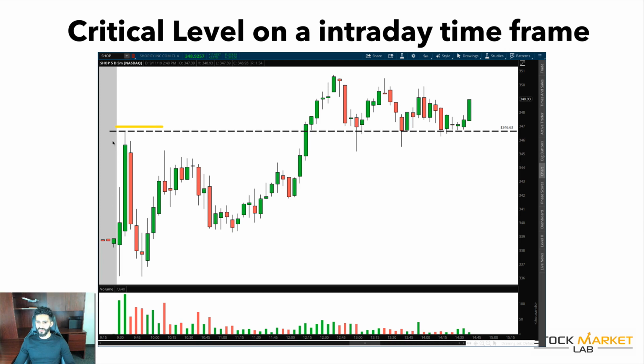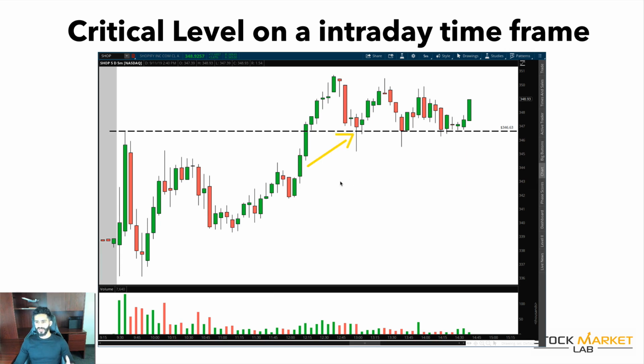You can see it breaks that level. This level acts as resistance, right? Once that level gets broken, that level now becomes a support point. You can see support, support, support. And you can see multiple times the wicks are showing us what?